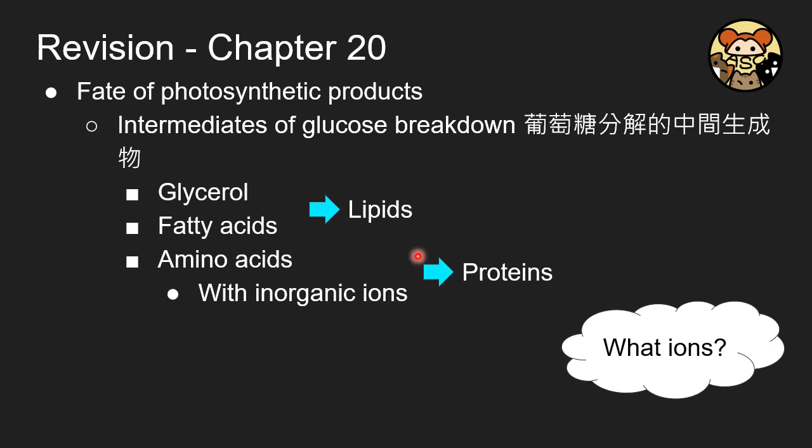But how about lipids and also proteins? Lipids and proteins are produced through the intermediates of glucose breakdown, and then they will generate glycerol and also fatty acid. Glycerol and fatty acid will be converted into lipid, while amino acid will combine with inorganic ions to form protein. So what are the inorganic ions mentioned here? I recommend students to have a thought about this.